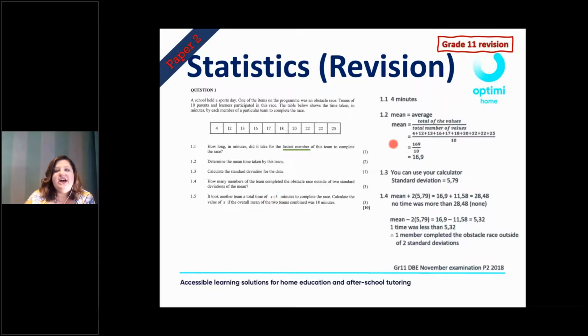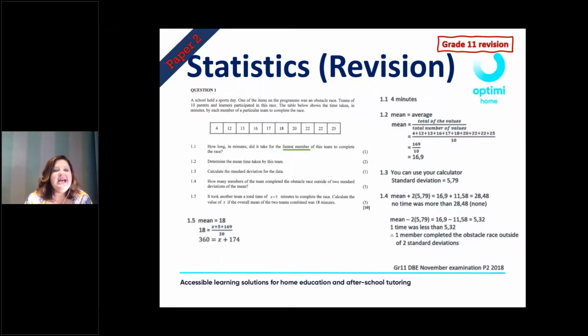I know that the mean for both teams is 18, it's given, but now my total number of values will be 20 because there are 2 teams. So I know that the mean is 18, they've given it to me. So 18 is equal to the total of the first team, which is X plus 5, plus the total of the second team, it doesn't matter how you think about it, 169, over 20 values because there are now 20 members because there are 2 teams.